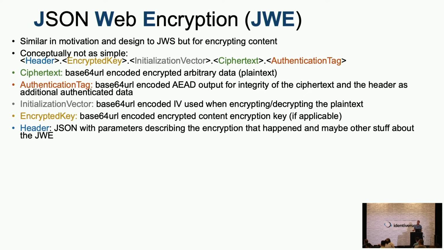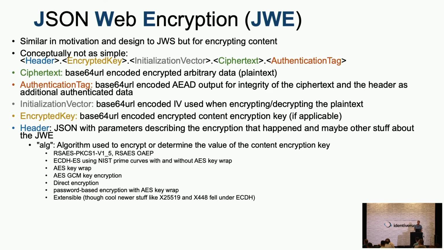And then the header itself, which is, again, very similar to JWS. It is used to describe this object. It's a set of JSON parameters describing the encryption that happened, and maybe some other information about the JWE. The alg parameter describes the algorithm that was used to encrypt or determine the value of the content encryption key. So there's RSA, old-fashioned RSA, RSA-OAEP. There's ECDH-ES, ephemeral static, which is a key agreement.